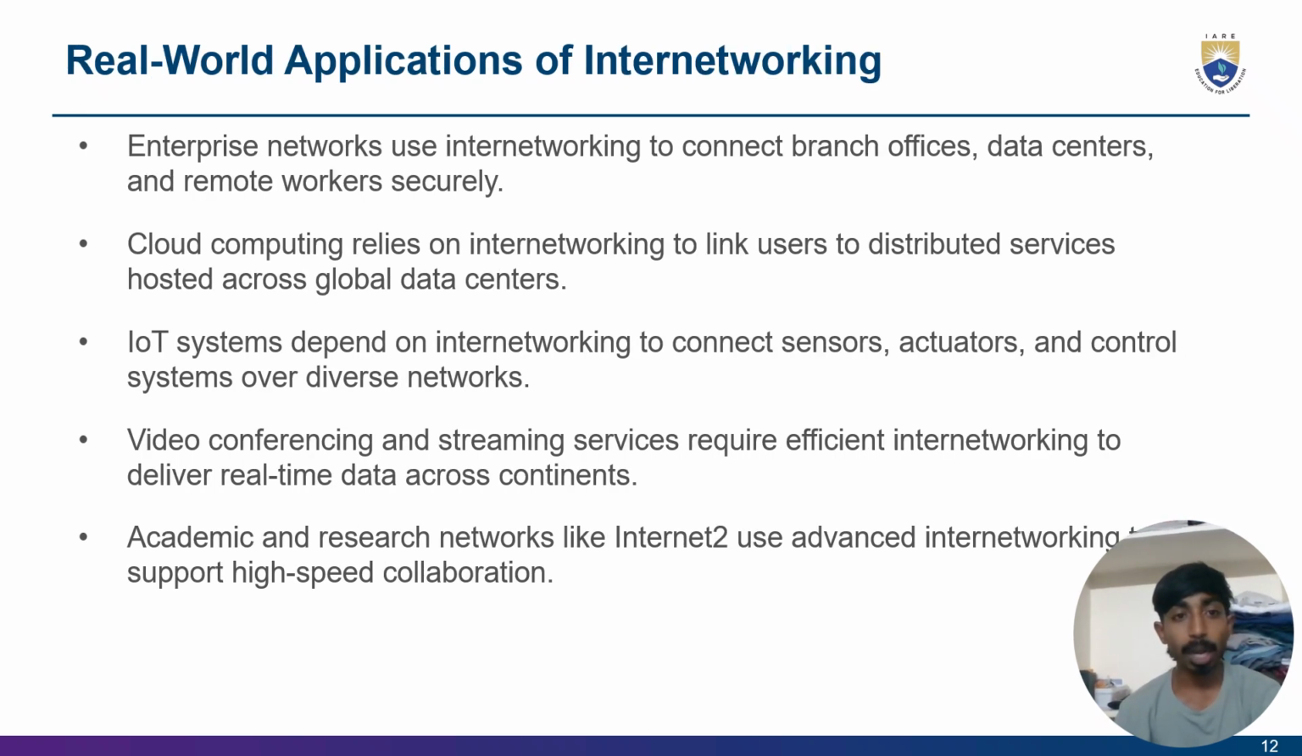Next, real world applications of internetworking. Enterprise networks use internetworking to connect branch offices, data centers, and remote workers securely. IoT systems depend on internetworking to connect sensors, actuators, and control systems over diverse networks. Academic and research networks like Internet2 use advanced internetworking to support high-speed collaboration.